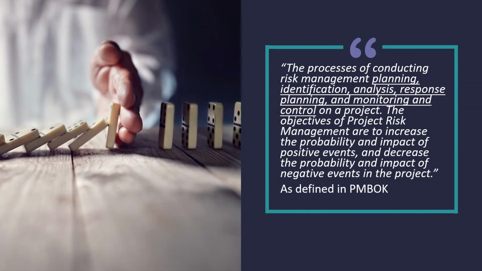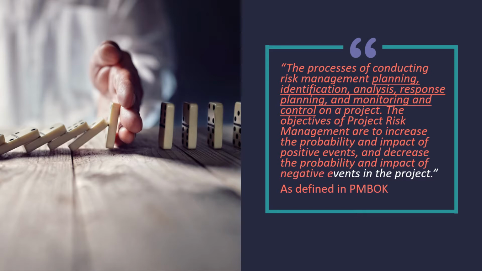Now, in order to have a focused discussion, let us understand how professional bodies like the Project Management Institute define risk management. The Project Management Body of Knowledge, PMBOK, 4th edition issued by the Project Management Institute, PMI, describes risk management as the processes of conducting risk management planning, identification, analysis, response planning, and monitoring and control on a project. The objectives of project risk management are to increase the probability and impact of positive events, and decrease the probability and impact of negative events in the project.